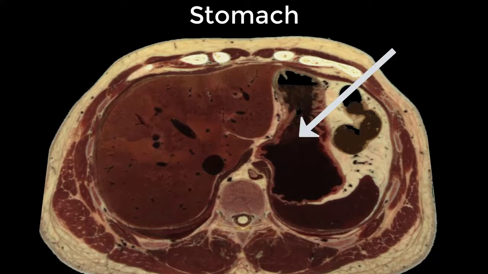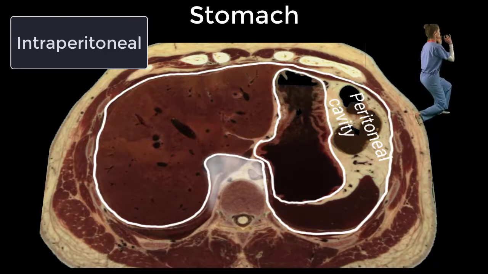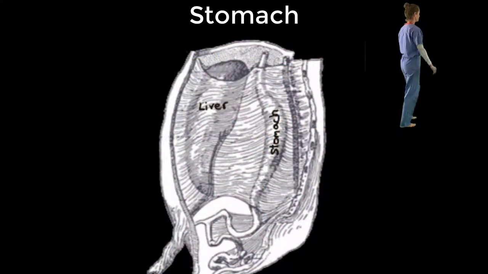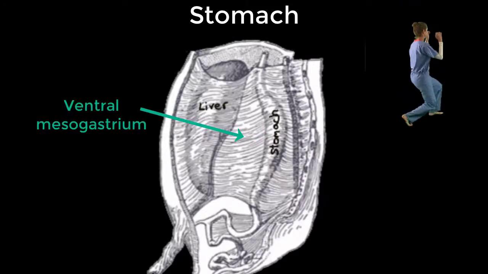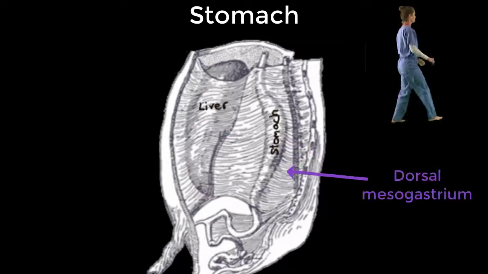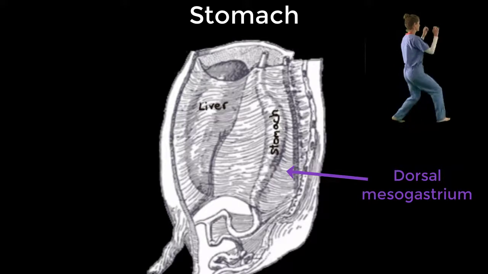Stomach. The stomach is straight up intraperitoneal, as it was and continues to be suspended by not one, but 2 mesenteries. As the stomach began its development, its ventral surface was suspended to the liver via the ventral mesogastrium, while its dorsal surface was suspended to the posterior abdominal wall via the dorsal mesogastrium.